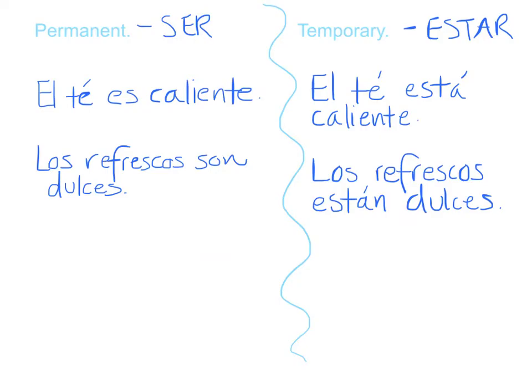Here's a little wrap-up of ser and estar side by side. So we know that ser is more permanent to describe qualities of a food. El té es caliente, los refrescos son dulces. And estar is more temporary, what something is like in the moment. El té está caliente, los refrescos están dulces.